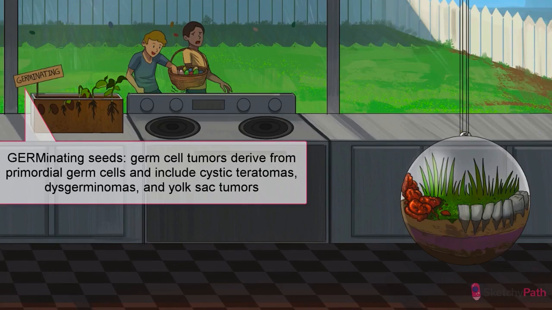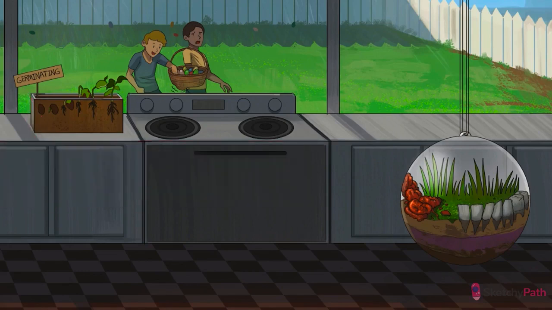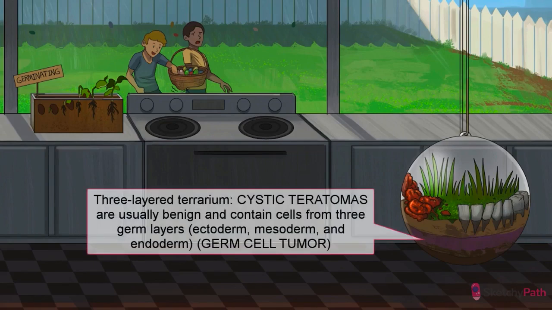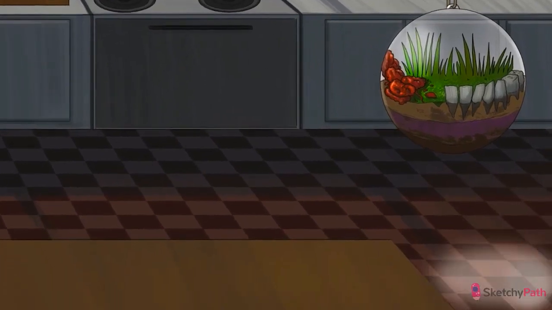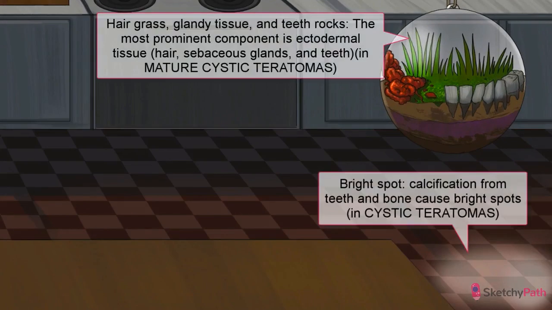Cystic teratomas most commonly present between age 10 to 30. And whenever I hear the word teratoma, I think of a terrarium, with its eclectic mix of plant and animal life. And what is that? A couple of molars, maybe? Well, you see how the dirt at the bottom forms 3 layers? Cystic teratomas contain cells from 3 different germ cell layers: mesodermal tissue, such as muscle, and endodermal tissue, such as thyroid and other glands. The most prominent and pretty unsettling component is the ectodermal tissue, which is why you often see hair, sebaceous glands, and teeth in these tumors.